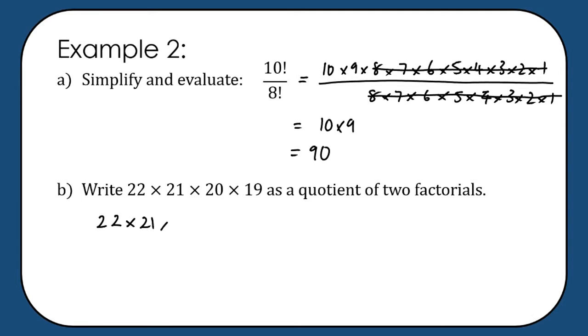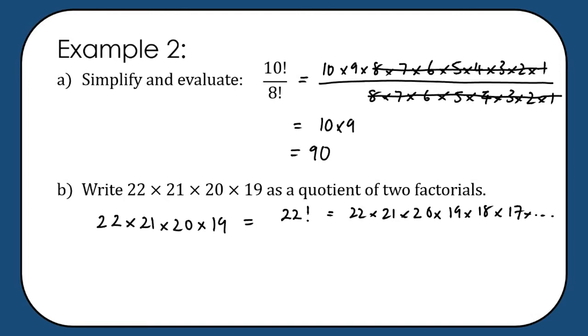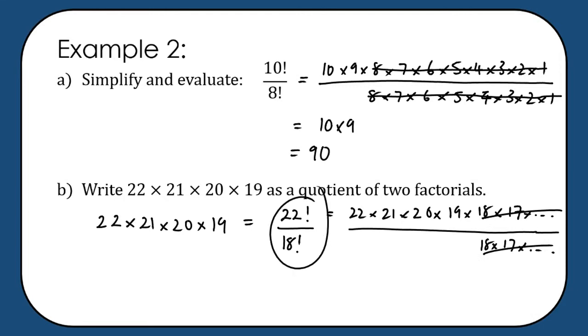obviously we know that 22 factorial is 22 times 21 times 20 times 19 times 18 times 17 times and so on. So we want the beginning of that, but we want to get rid of the 18 and below. So that means we're going to need to divide this by 18 factorial, so that we're dividing by 18 times 17 times and that's all going to cancel out. So 22 factorial divided by 18 factorial is 22 times 21 times 20 times 19.